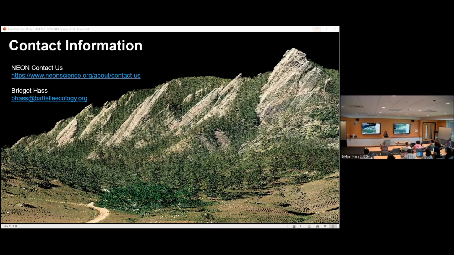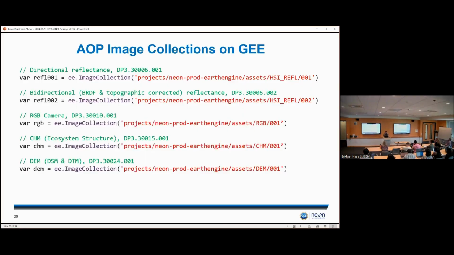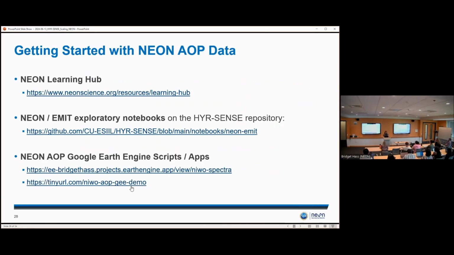Yeah, I'll just switch real quick to the Google Earth Engine because people can be exploring this on their own too. So in the bottom of this slide, there's a link to an app that you can look at the spectra of data over the Niwot Ridge site, and then also a GitHub repo that you can just pull into Earth Engine and play around with the scripts on your own. So I'll just show some of those.